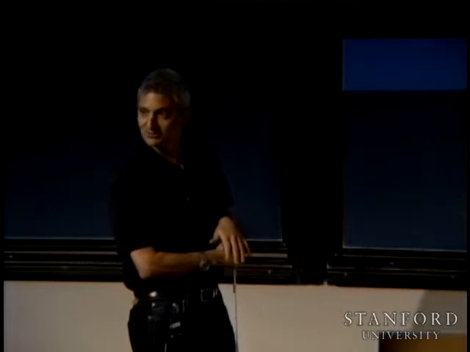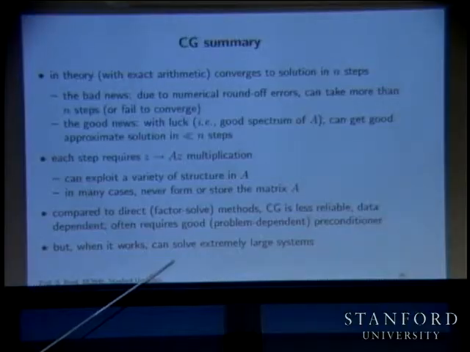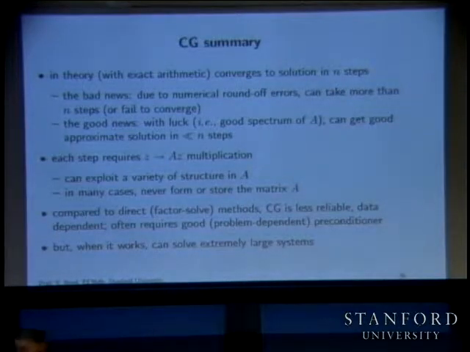There's room for considerable personal expression in CG methods. On the other hand, you can hardly complain. This is really your only method for solving a problem with a million, 10 million, 100 million variables.